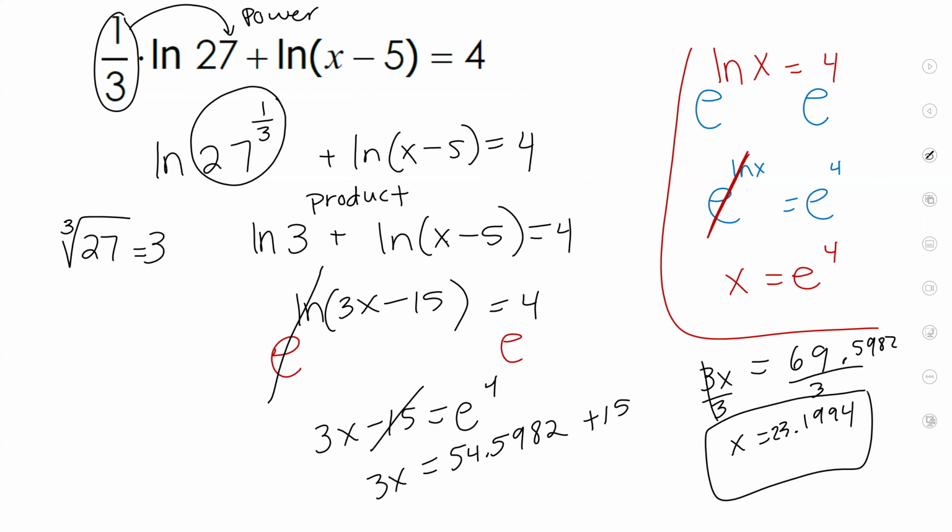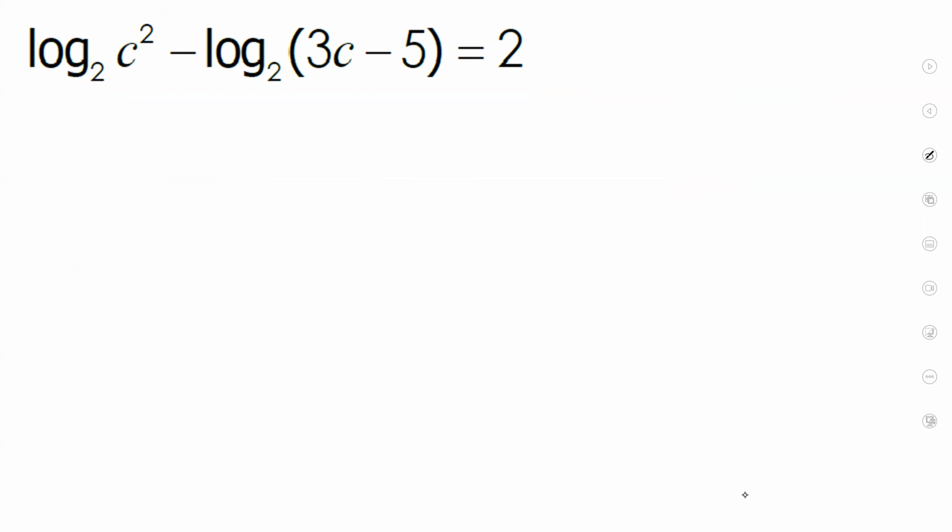All right, let's do one more example of these. We'll do one where it's not a natural log. So let's do this one next. Okay, again, guys, we're going to use our properties here. I'm going to use the quotient property. So this is going to be log base 2 of c squared divided by 3c minus 5 equals 2.